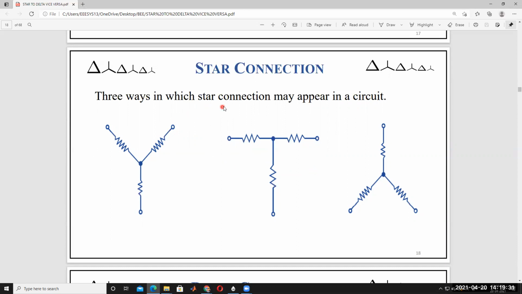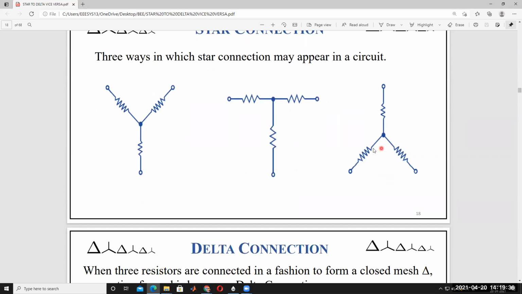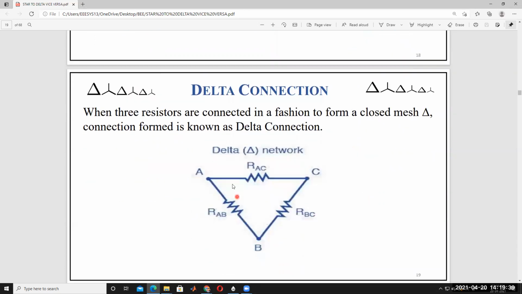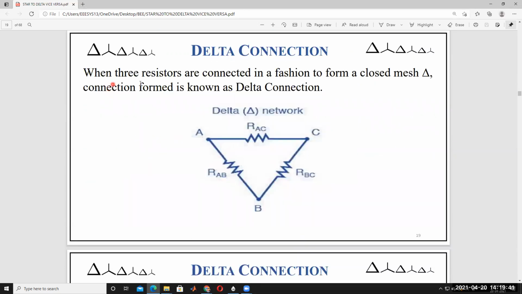Three ways in which a star connection appears in the circuits. Next, the delta connection. When three resistors are connected in a fashion to form a closed mesh, a closed loop, this is called a delta connection. One resistor's ending is the starting point of another resistor, and this resistor's ending is connected to another resistor's starting point, like this.